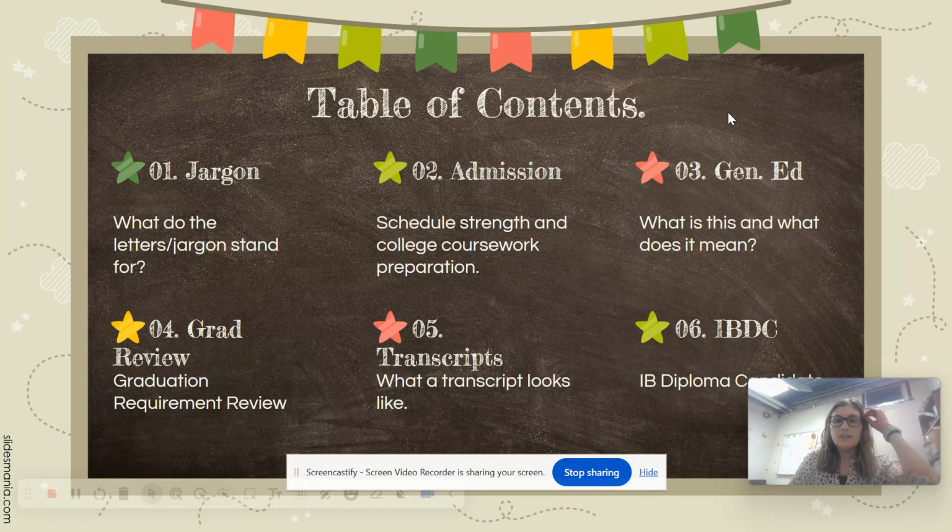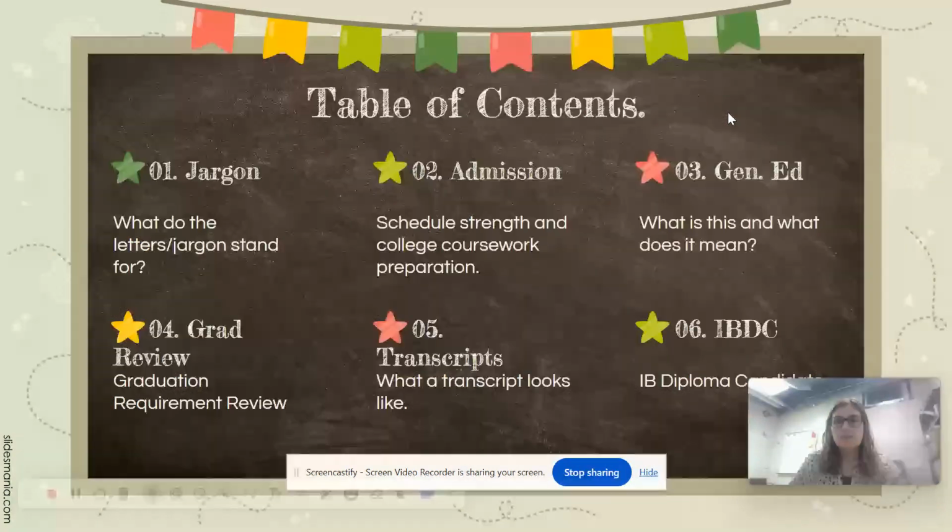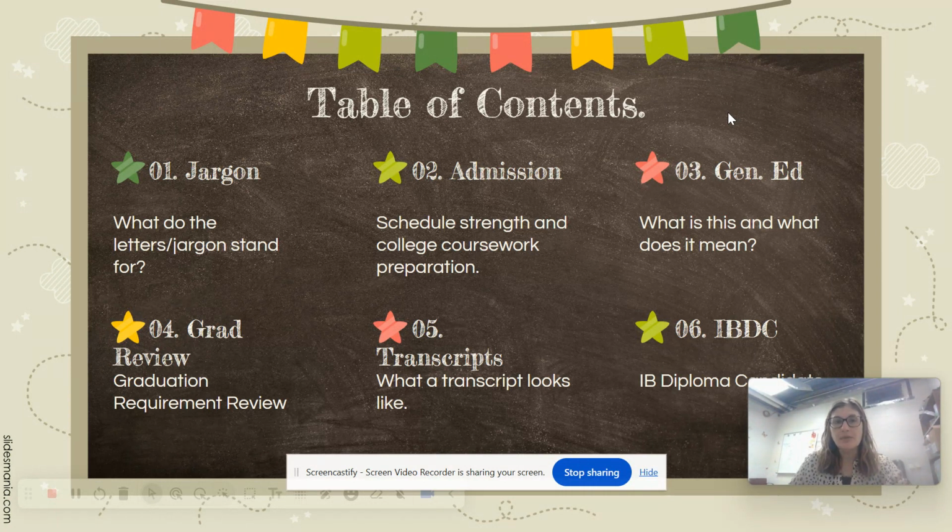The table of contents, the information that we'll cover today: we'll talk about the jargon so that everybody understands what those letters mean. We'll look at admissions. We'll talk about what general ed means. We'll talk about graduation requirements. We'll review a couple of transcripts, and then briefly talk about what being an IB diploma candidate looks like or what that means.